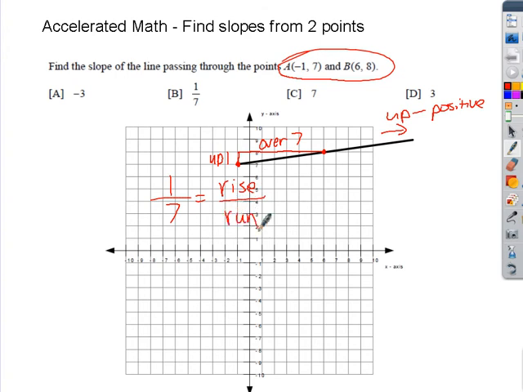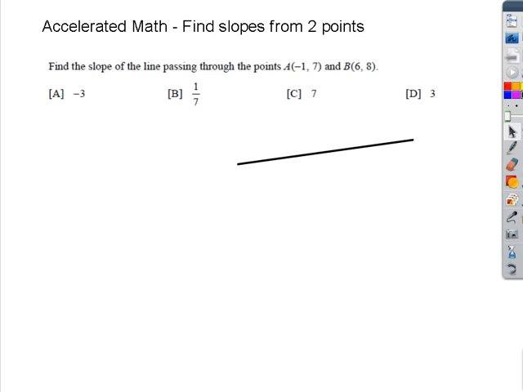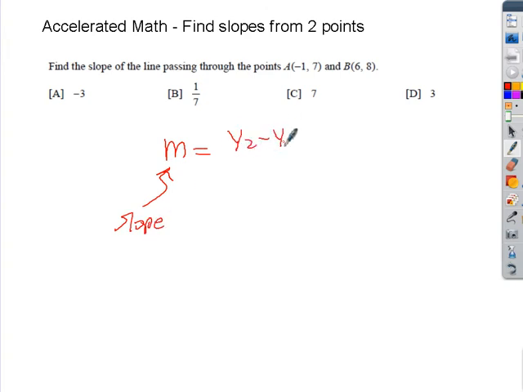But like I said, I didn't really want you to do these problems with a graph every time. I want you to do them with the algebraic formula. They use the variable m for slope, and the slope formula is y sub 2 minus y sub 1 over x sub 2 minus x sub 1. And where is all this sub 2, sub 1? Don't let that get you confused.